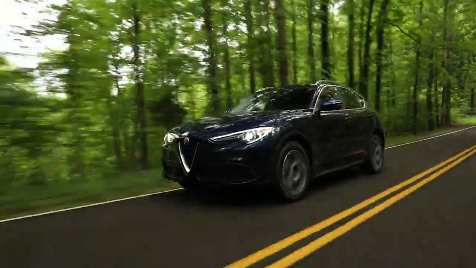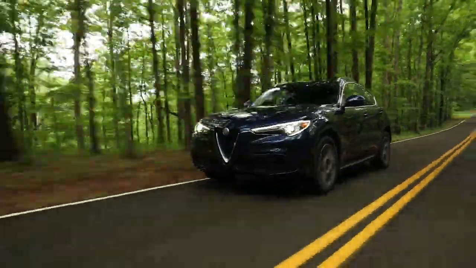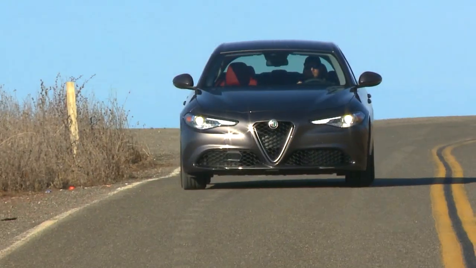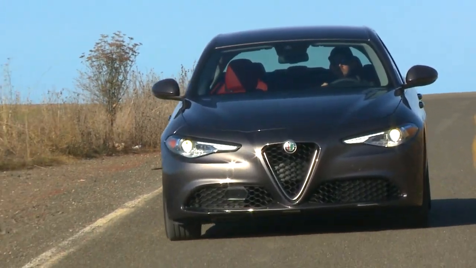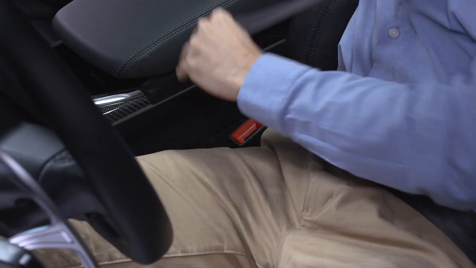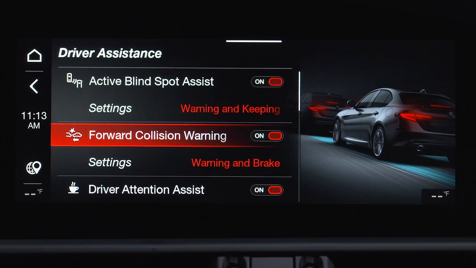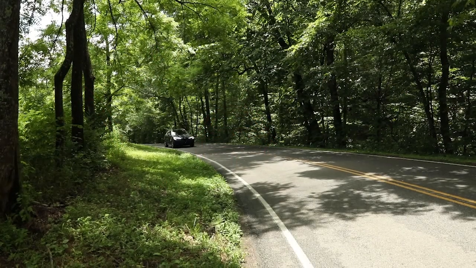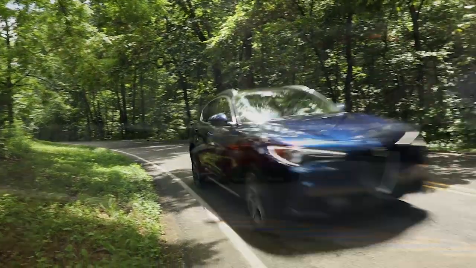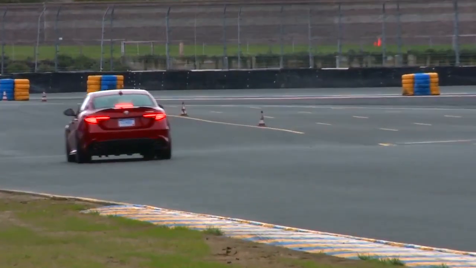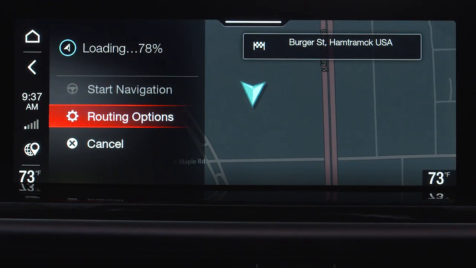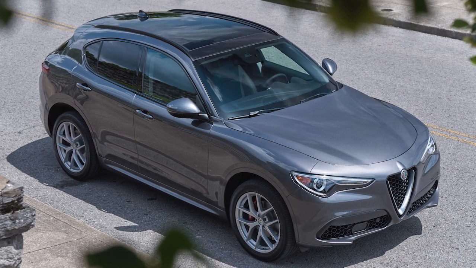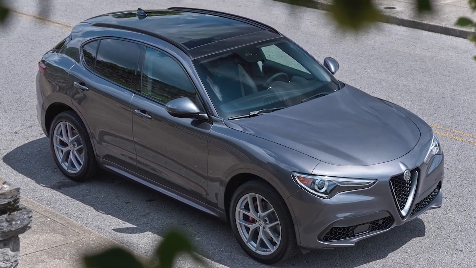The system may deactivate or have limited functionality due to any of the following. Hands are removed from the steering wheel. The driver changes lanes without using the turn signal. The driver's seatbelt is unbuckled. Forward collision warning is enabled and active braking occurs. There are narrow bends or excessive curves in the road. Lane markings are not detected. Navigation information is unavailable or being recalculated. See your owner's information for other factors that may limit system functionality.